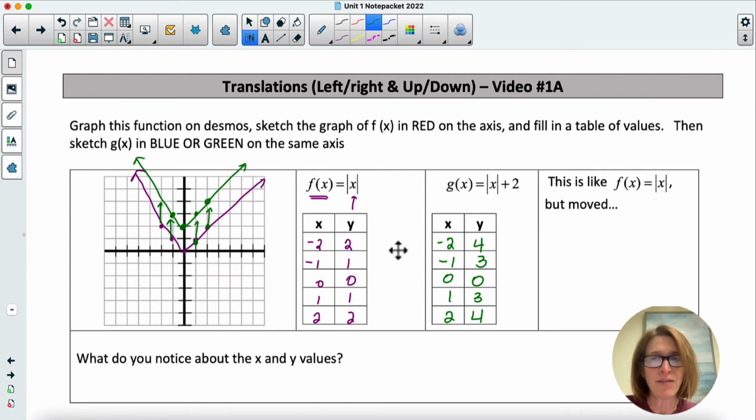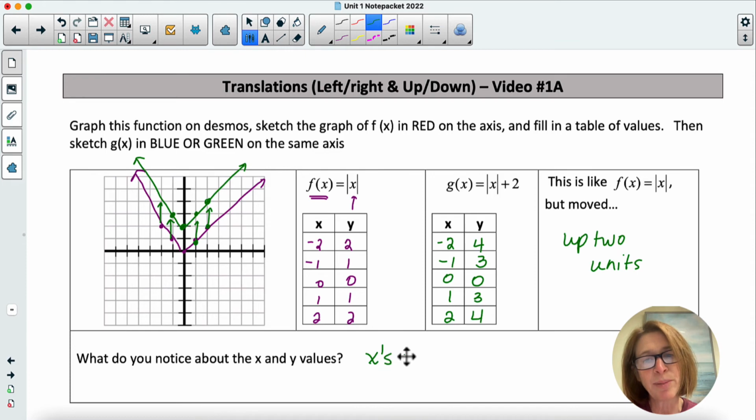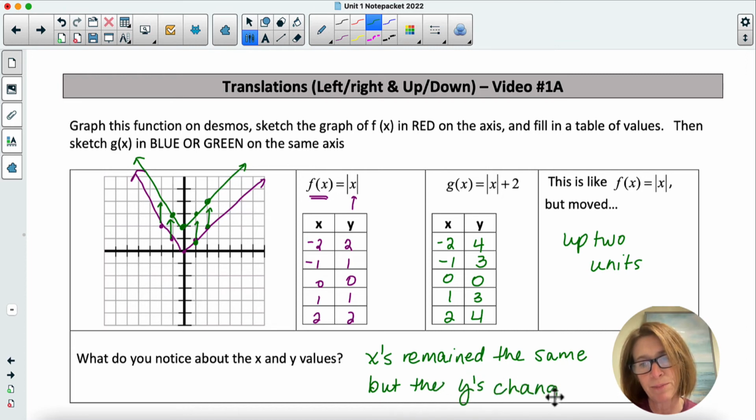All right, so looking at the function, this is like f of x equals the absolute value, but it is moved up 2 units. Hopefully you're seeing what you notice about the x and the y values is the x's remained the same, but the y's changed by 2. Okay, and that should kind of start to make sense to you because the function, the thing we're doing to the x, is the absolute value. And then we do it, and then we just add 2 to it.